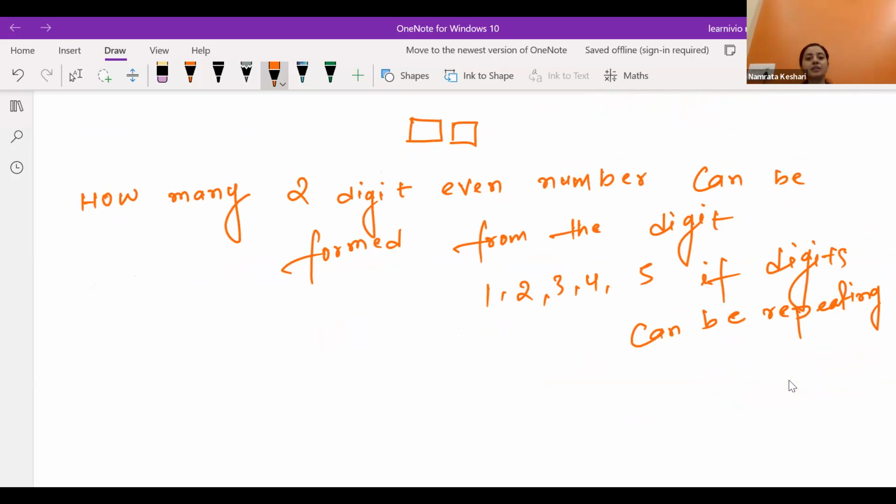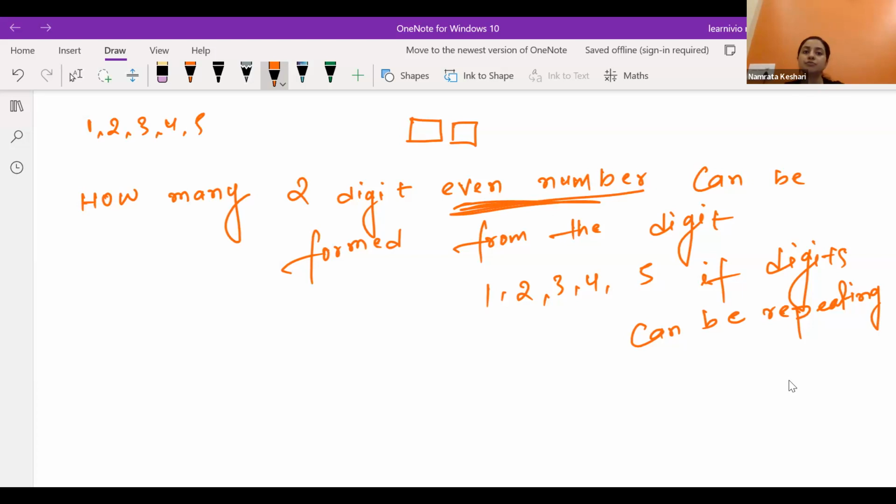और हमारे हैंड में कितने नंबर्स हैं, so can be formed from the digits 1 2 3 4 5. सो हमारे पास तो 1 2 3 4 5 है। अब कोई कंडीशन है क्या यहाँ फिल करने के लिए? तो यस, इवन नंबर वी आर सपोज टू फिल. 2 digit even number can be formed.